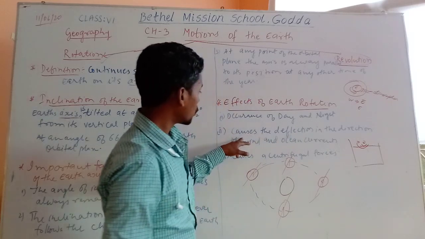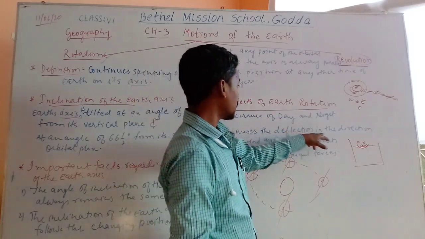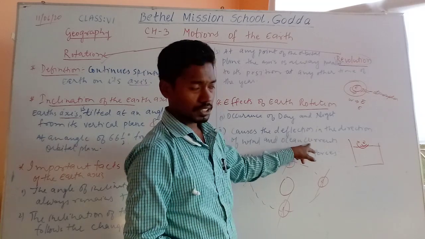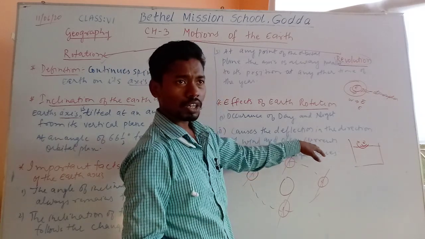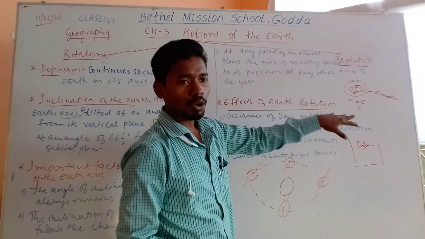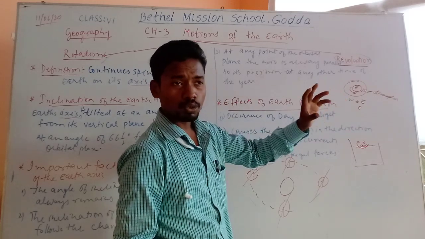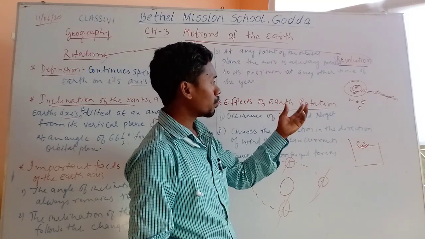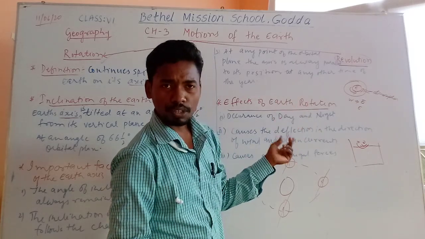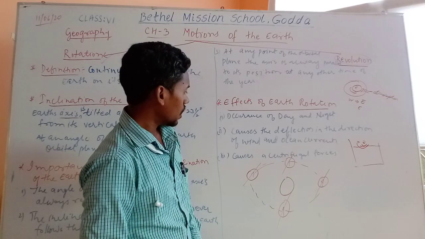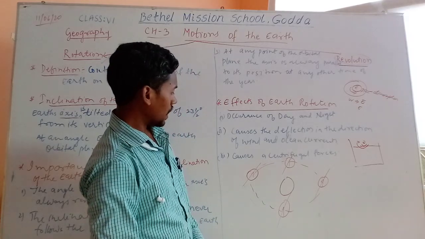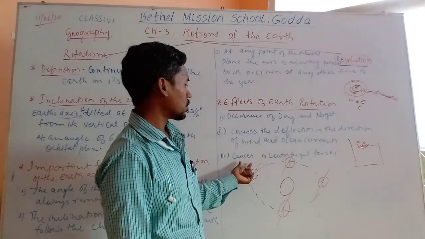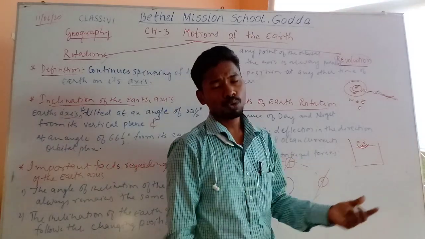So it causes the deflection in the direction of the wind and ocean currents. Yes, it happens in ocean currents also, because the ocean is also in contact with the earth. Therefore, because of earth rotation, the ocean currents are also deflected a bit. Now, the third point is that this rotation of the earth causes a centrifugal force to exist.